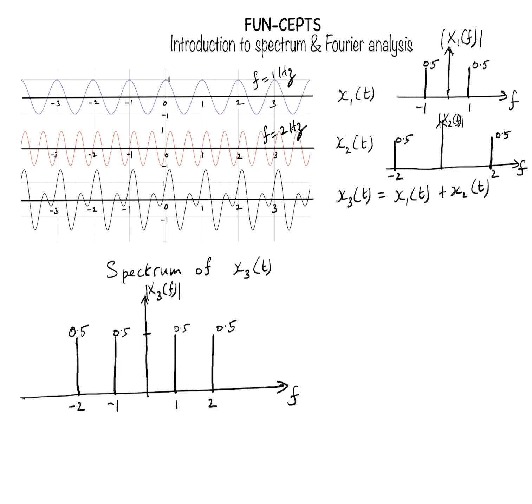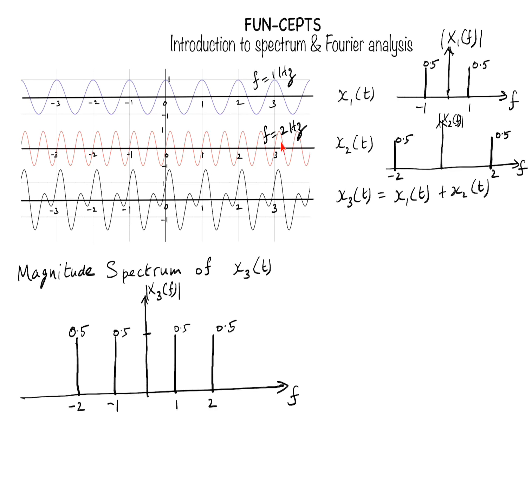Now if you notice here, when we have plotted this, this is the magnitude spectrum. So let me be more precise: magnitude spectrum of x3 of t. Now the magnitude spectrum of x2 of t as well as x3 of t has some missing information. For example, in x1 of t, we know it's a cosine wave of frequency 1 Hz. So we put a component at 1 Hz on the spectrum.